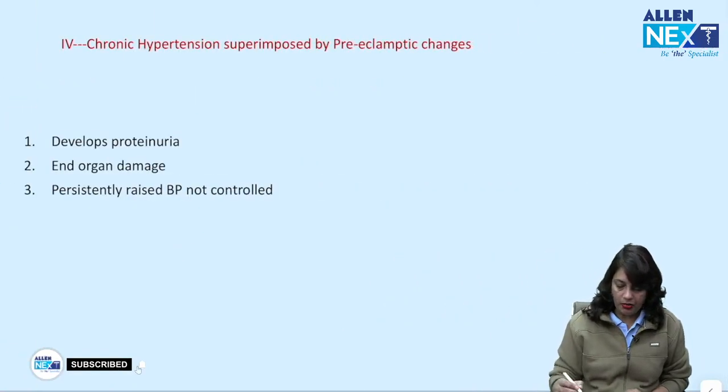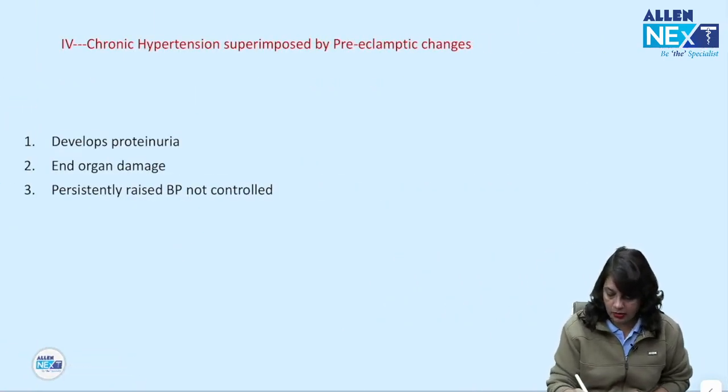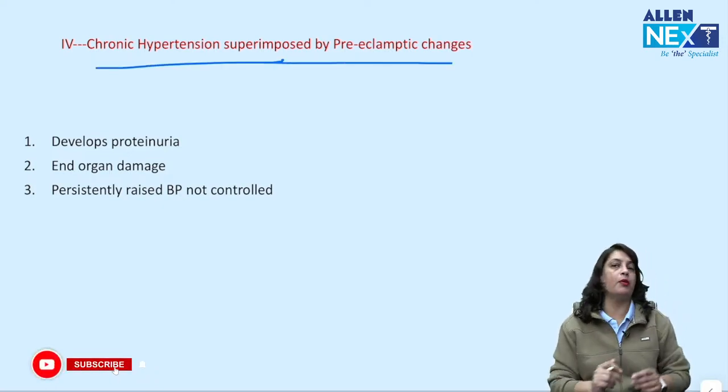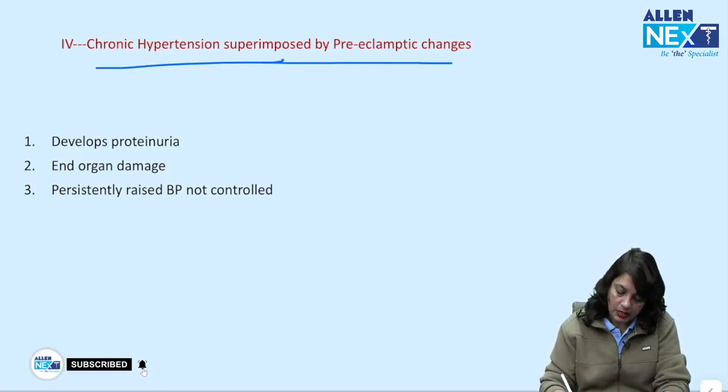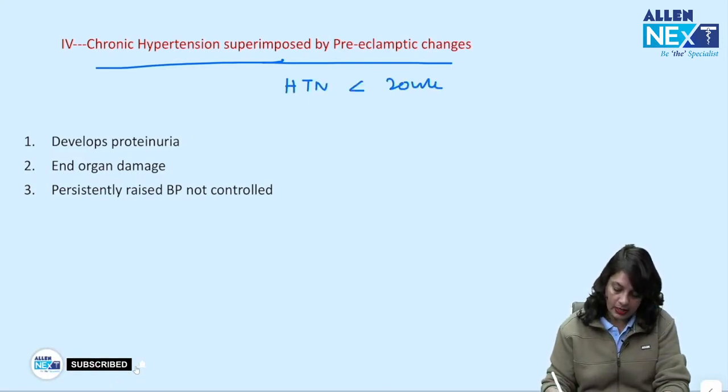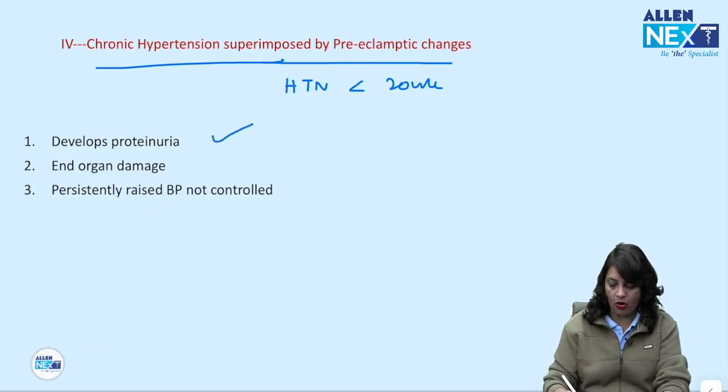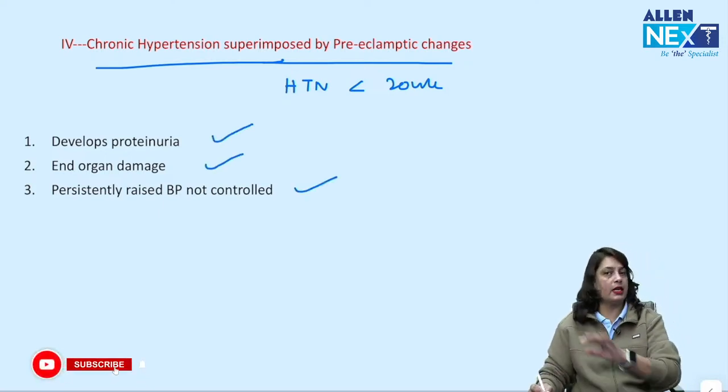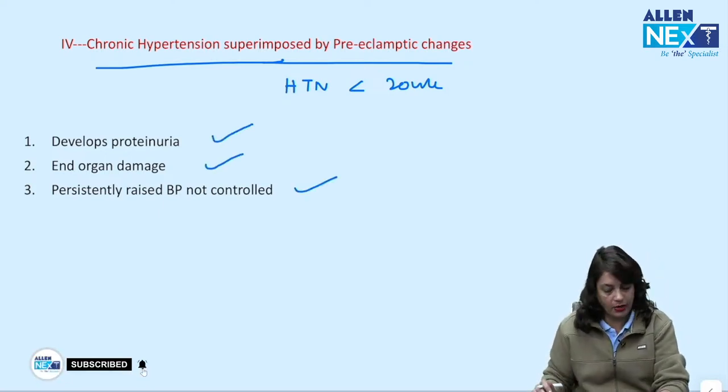Chronic hypertension with superimposed preeclampsia means there is hypertension in the beginning of pregnancy and now proteinuria is added, or an organ damage, or persistently raised blood pressure which is uncontrolled.